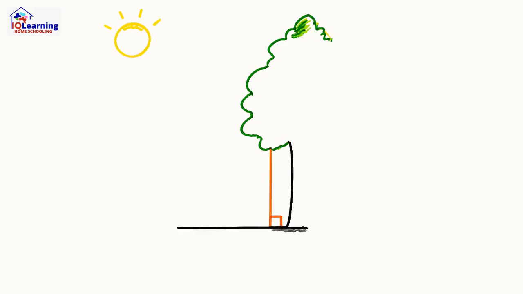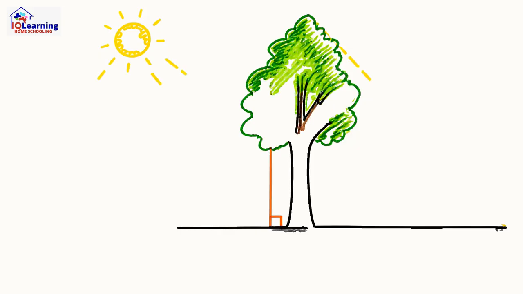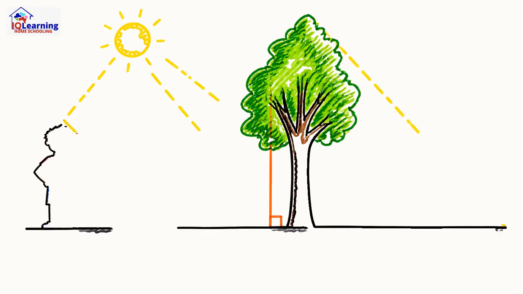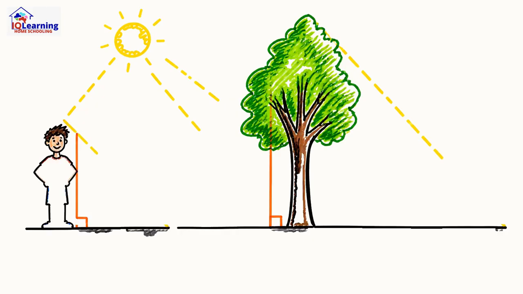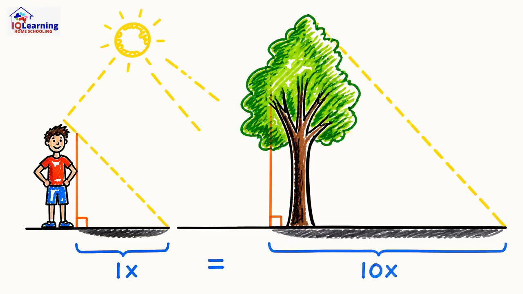Because the sun's rays hit the ground at the same angle, the triangle you make with your shadow is mathematically similar to the triangle the tree makes with its. If the tree's shadow is 10 times longer than yours, then the tree must be 10 times taller than you. Just like that, you've measured the tree without ever leaving the ground.